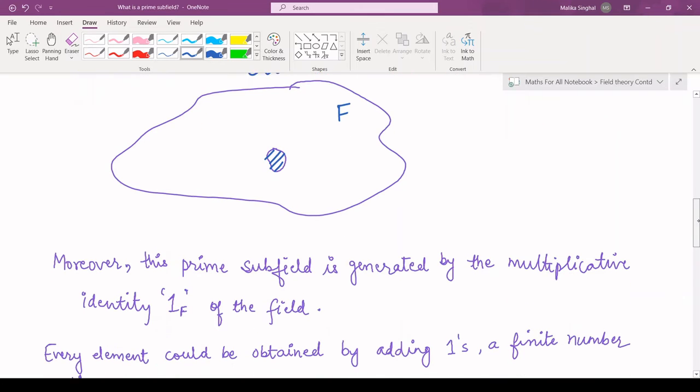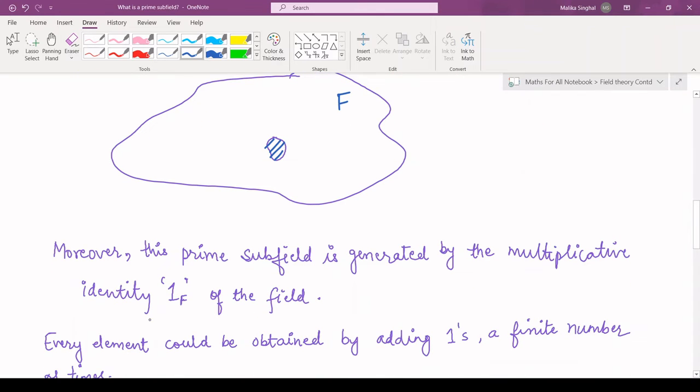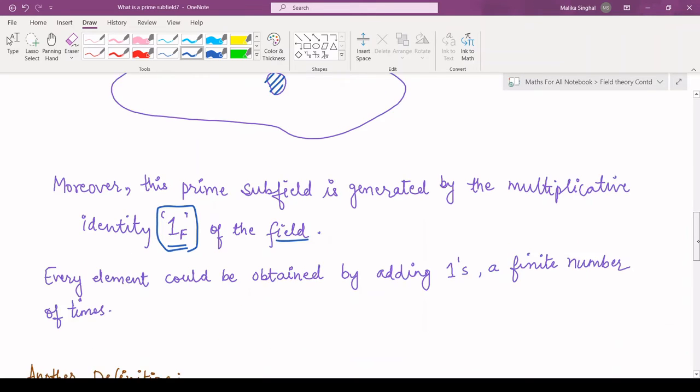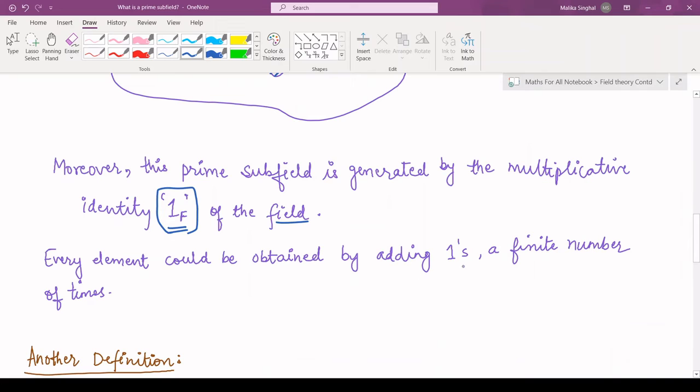Moreover, this prime subfield is generated by the multiplicative identity 1 of the field. Whatever the multiplicative identity is, you can generate the whole subfield through this, right? So that means every element of this subfield can be obtained by adding ones a finite number of times, right?